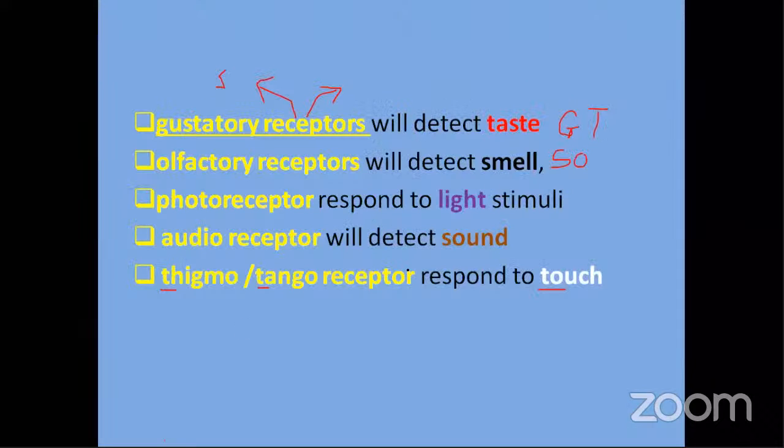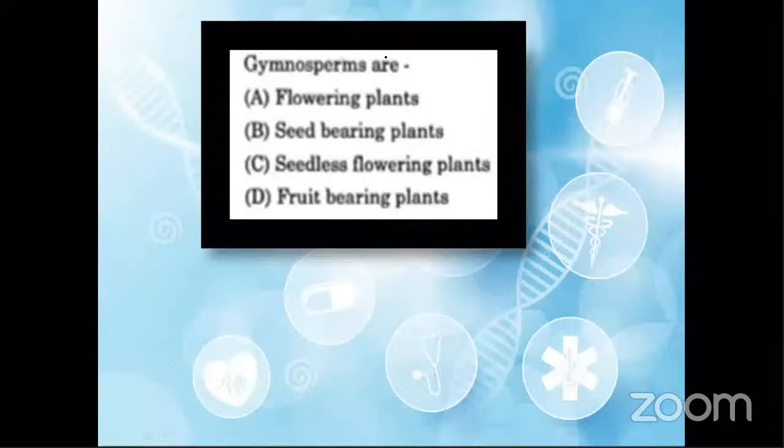Okay, let's go to the next one. Gymnosperms are flowering plants, seed-bearing plants, seedless flowering plants, or fruit-bearing plants. Your 20 seconds have started. Let's see who gets the answer. A, B, C or D, the answer will definitely be one of these. Seed-bearing plants, okay, there's the answer.